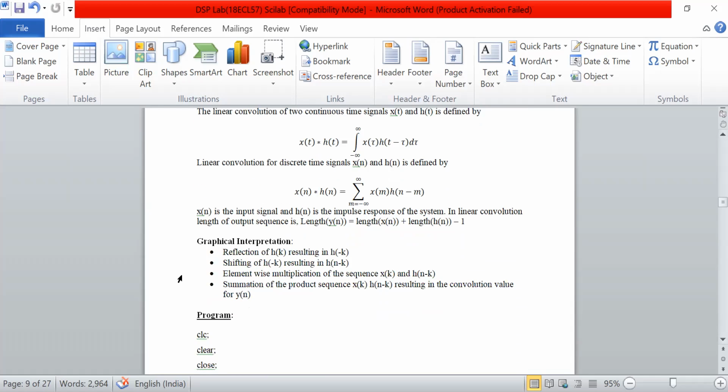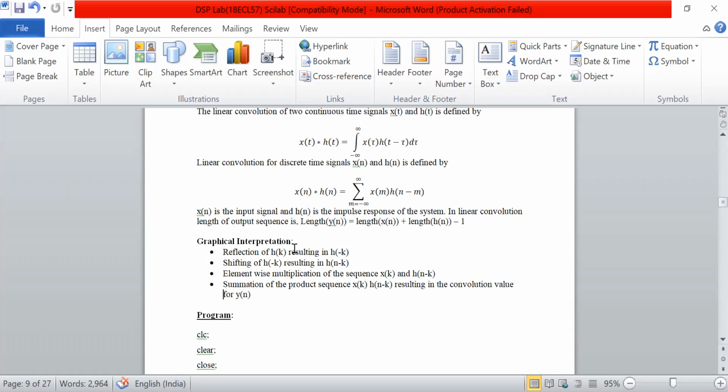Then how do we do the convolution of discrete time signals? First we take the reverse of the h of n signal. Suppose h of k is the impulse response; reflection of this signal, that is folding the signal, gives h of minus k. Then the folded signal will be shifted, and we get h of n minus k. Then we do element-wise multiplication of the sequence x of k with h of n minus k. Then we take the summation of the product sequence x of k, h of n minus k, resulting in the convolution value of y of n.